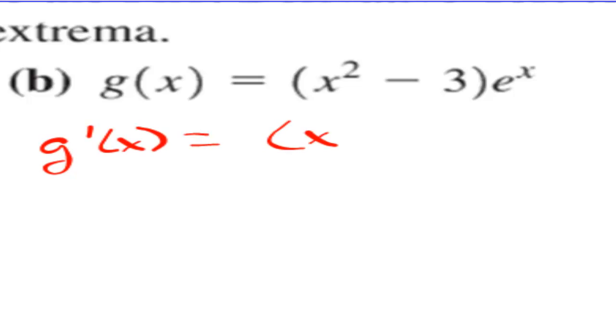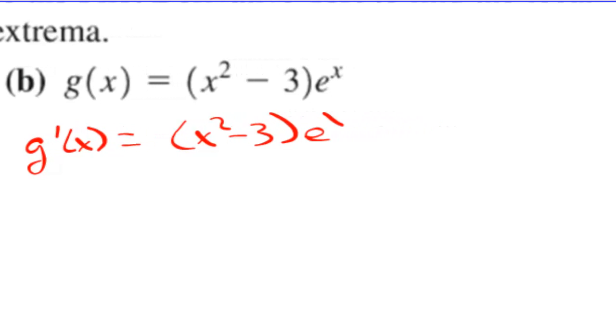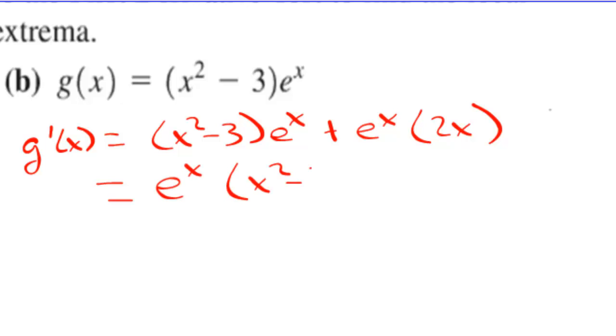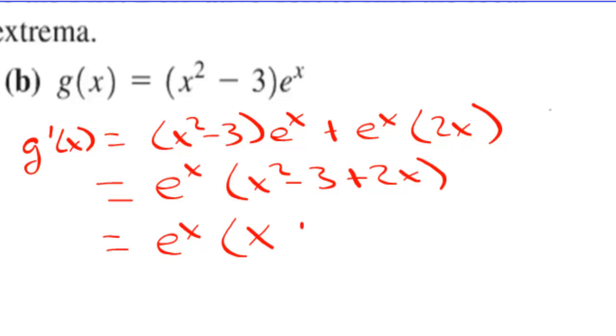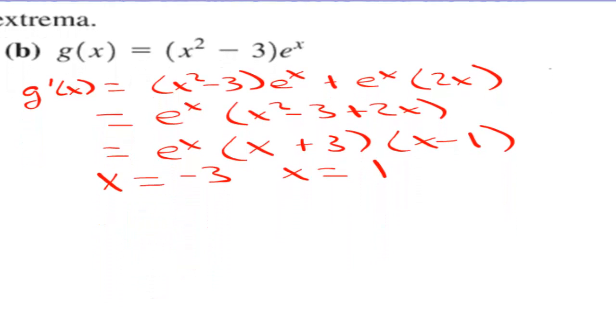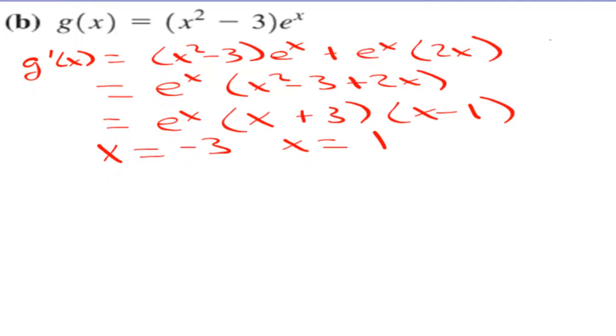That's equal to the first times the derivative of the second plus the second times the derivative of the first. I can factor out an e to the x, and we get x squared minus 3 plus 2x, times e to the x. If I rearrange these, I would have x plus 3 and x minus 1. So we have two possible places of extreme values, -3 and 1. Those have potential to be minimums or maximums.